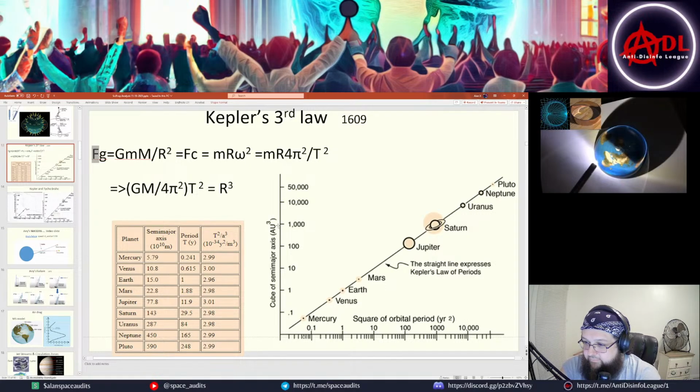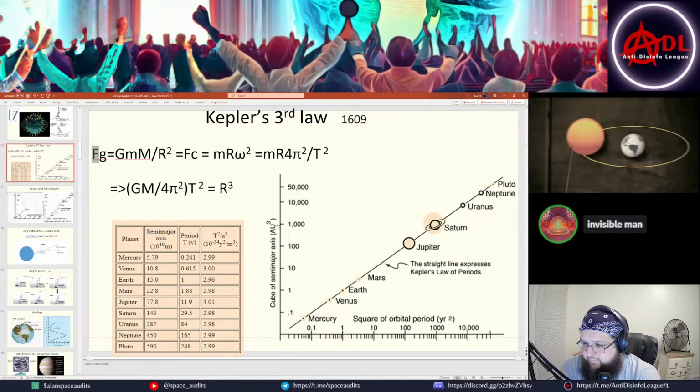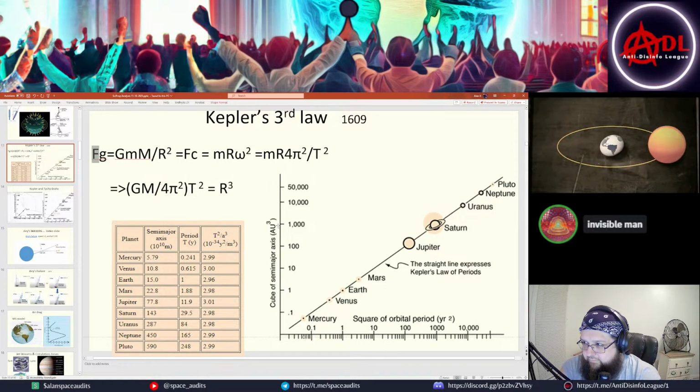I have a quick question. Can you interchange the sun with Polaris and it would work exactly the same, since everything moves around Polaris?